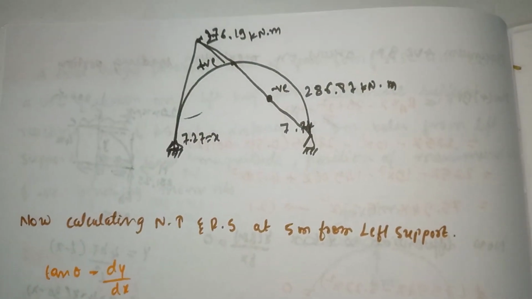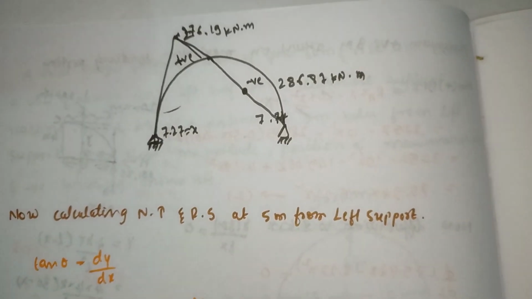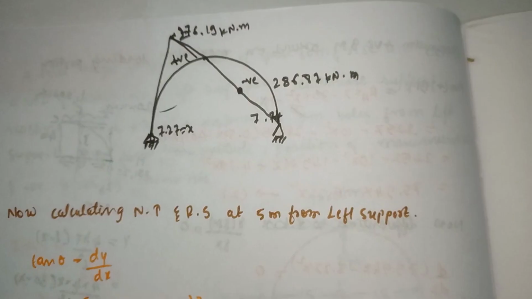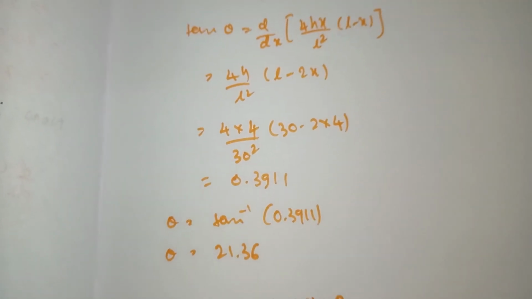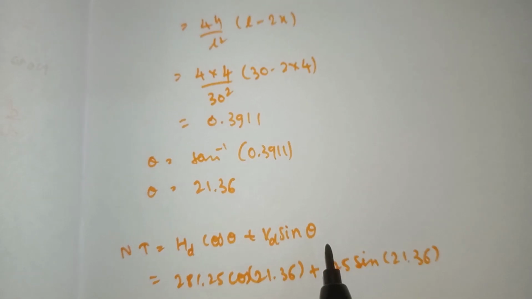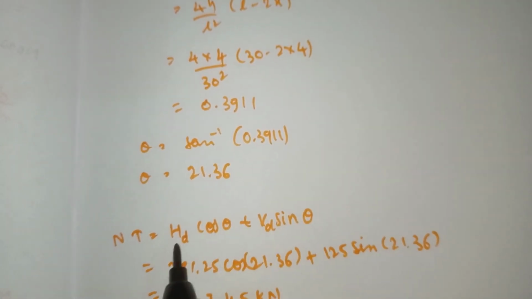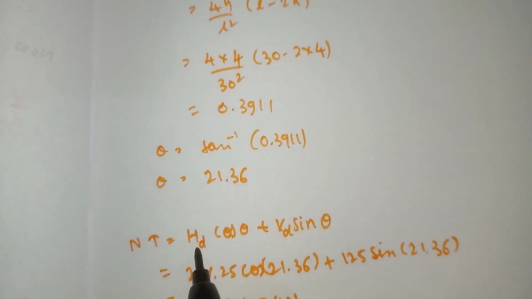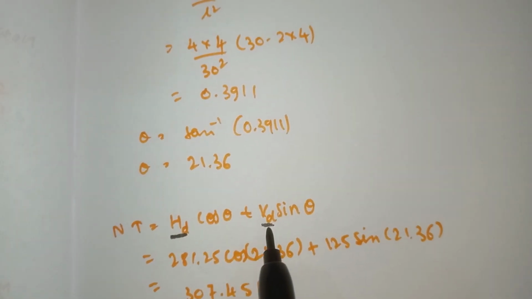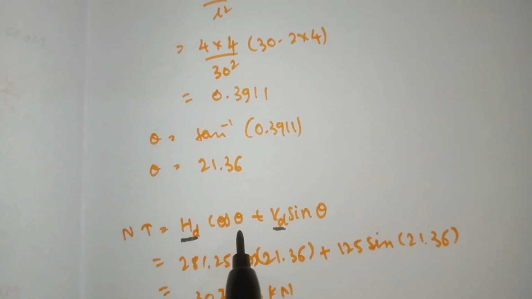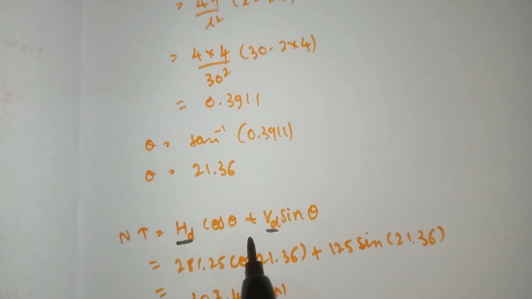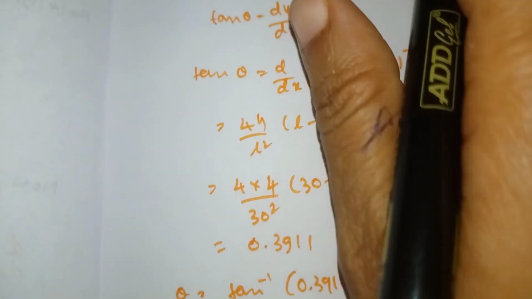Now we'll see the calculation of normal thrust and radial shear at 5 meter from the left support. To calculate the normal thrust, we have the formula HD cos theta plus VD sin theta. Here, what's the unknown? We have the value of H, which is nothing but our HD. We don't know the value of VD, so we need to calculate VD, and we also don't know the value of theta. One by one we'll calculate that.